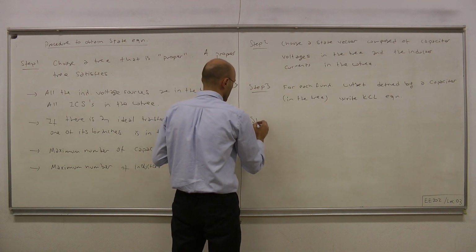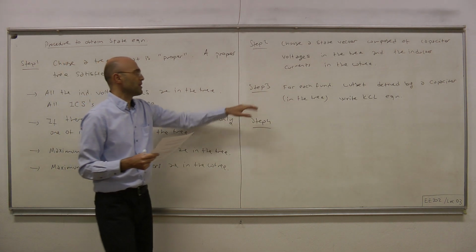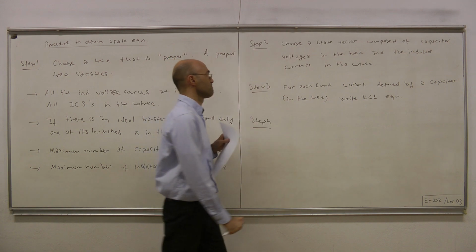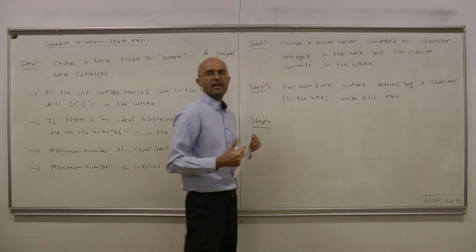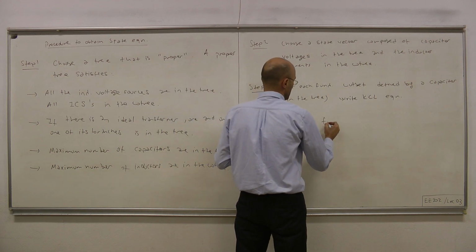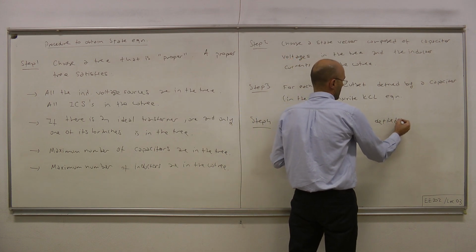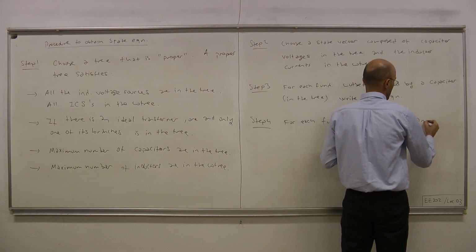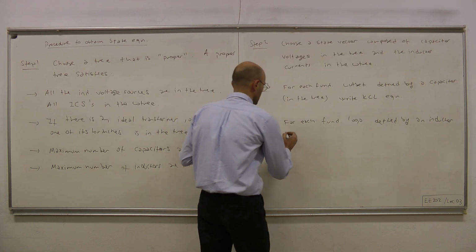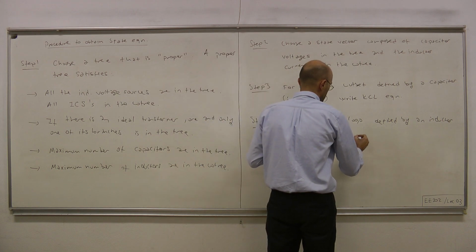And step 4 or step 3b is the dual of this step. For each fundamental loop defined by an inductor in the Cotree, write KVL equation.